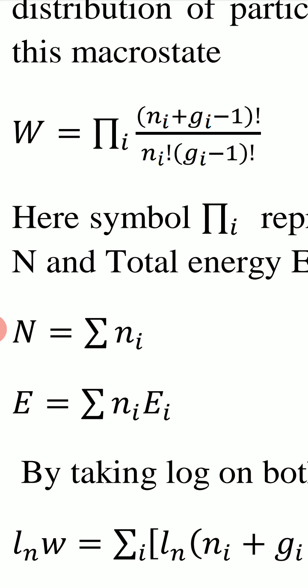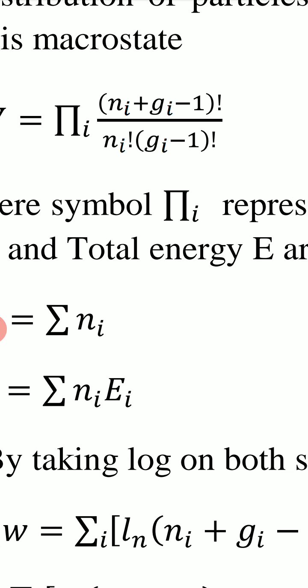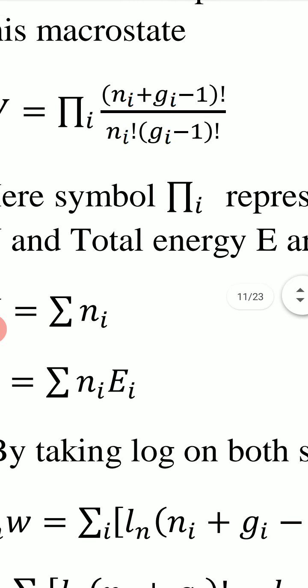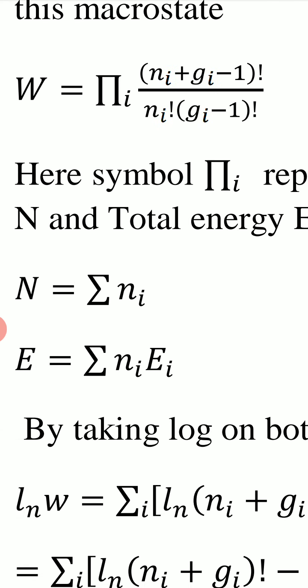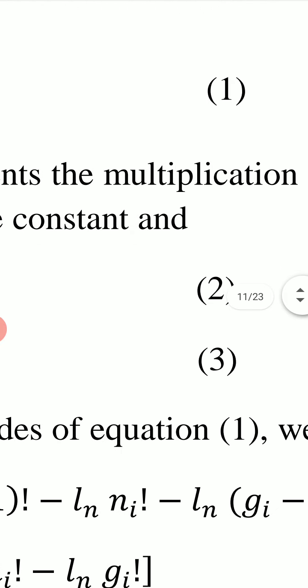The symbol pi I represents the multiplication of different terms. We have different terms for I equal to 1, 2, 3, 4. For I equal to 1, we get the first term: factorial n1 plus g1 minus 1 upon factorial n1 into factorial g1 minus 1. Similarly, we have other terms for I equal to 2, 3, 4, and this is the multiplication of all these terms. This is the first equation for thermodynamic probability W, equation 1.